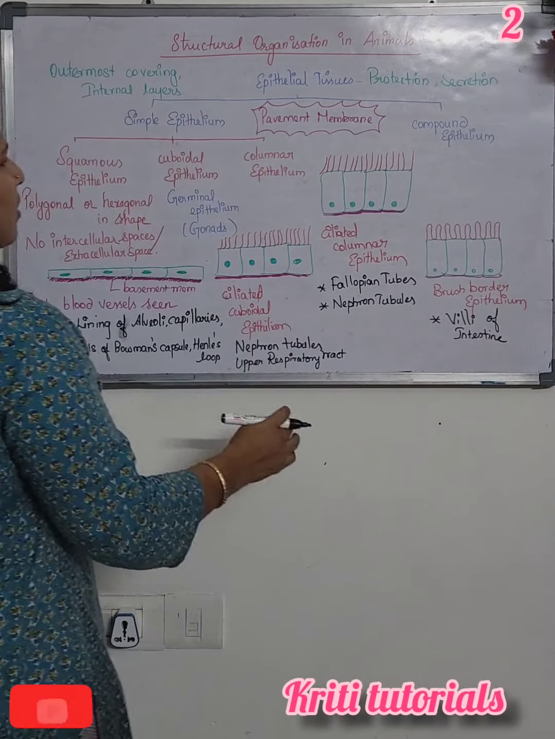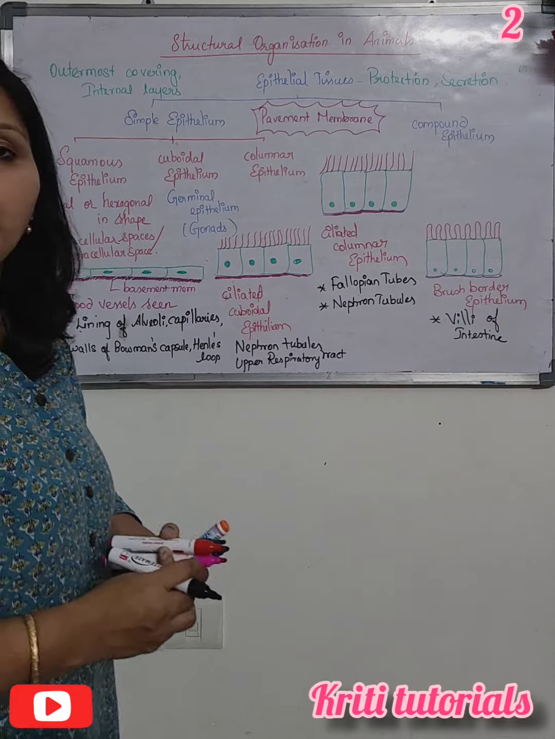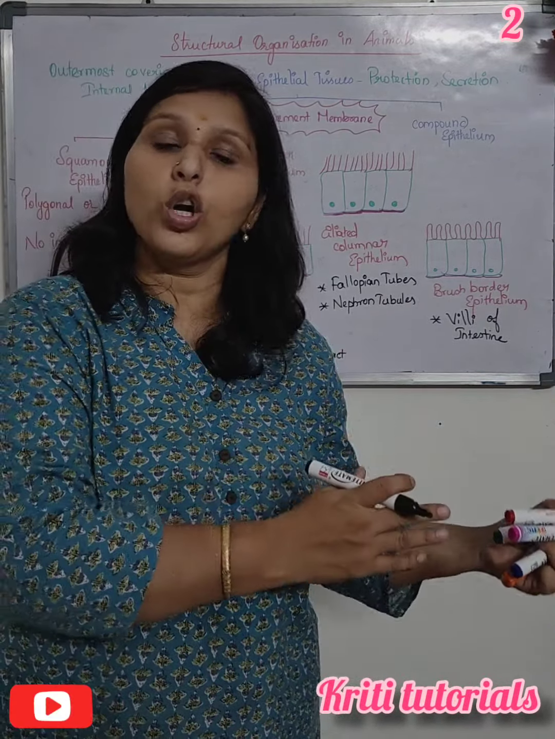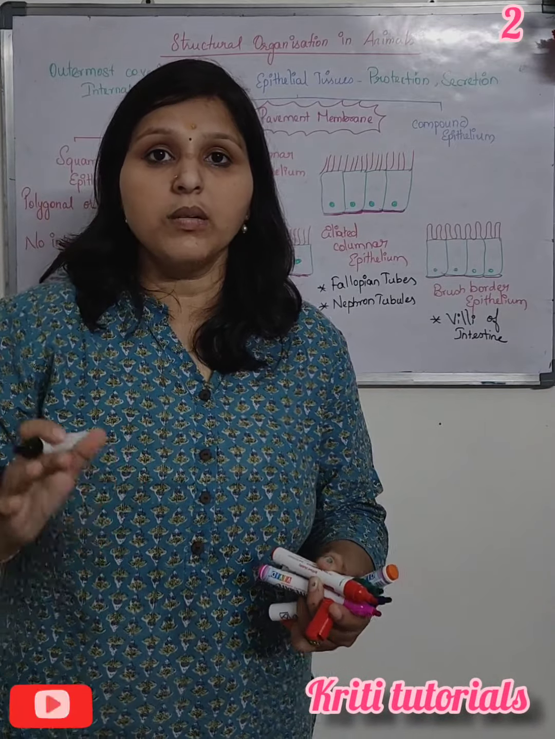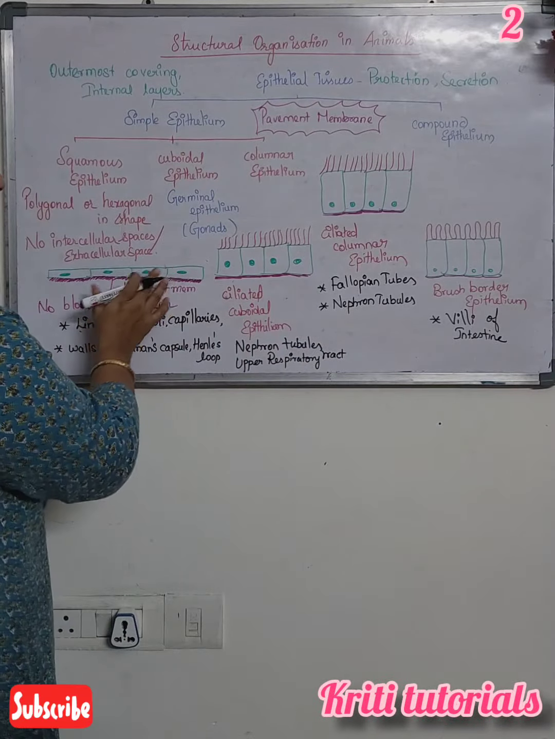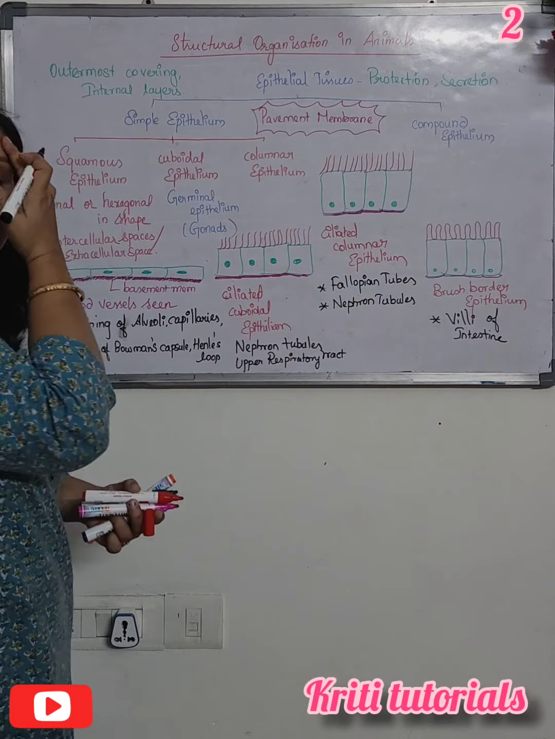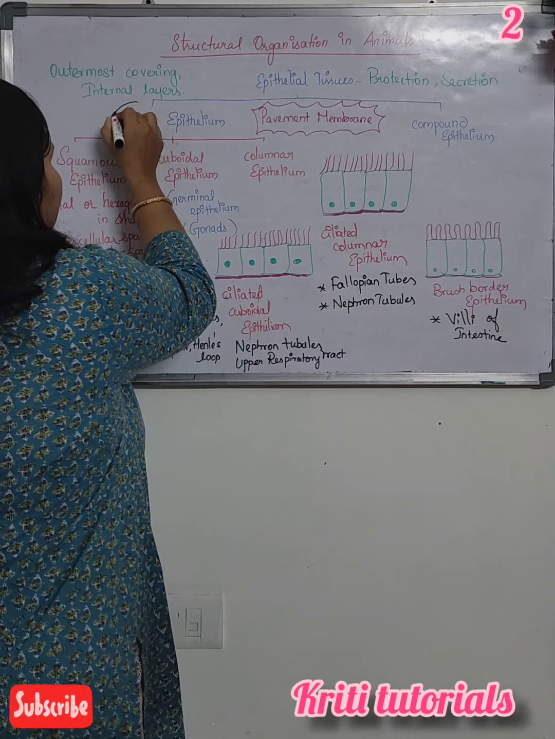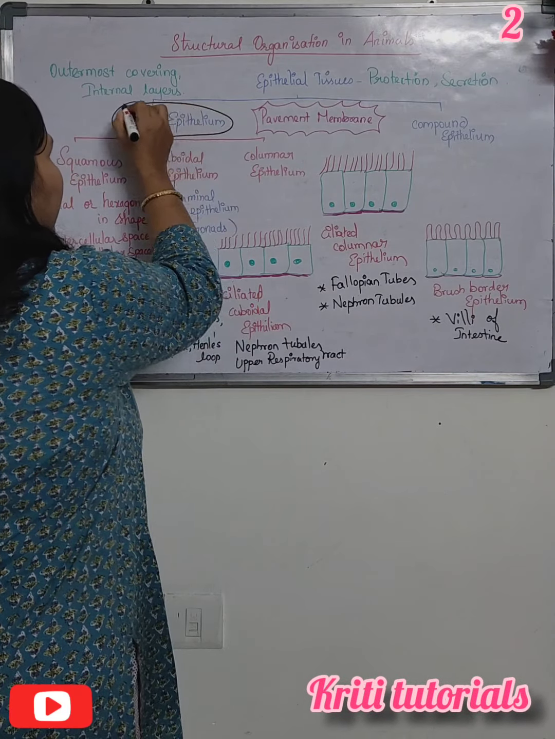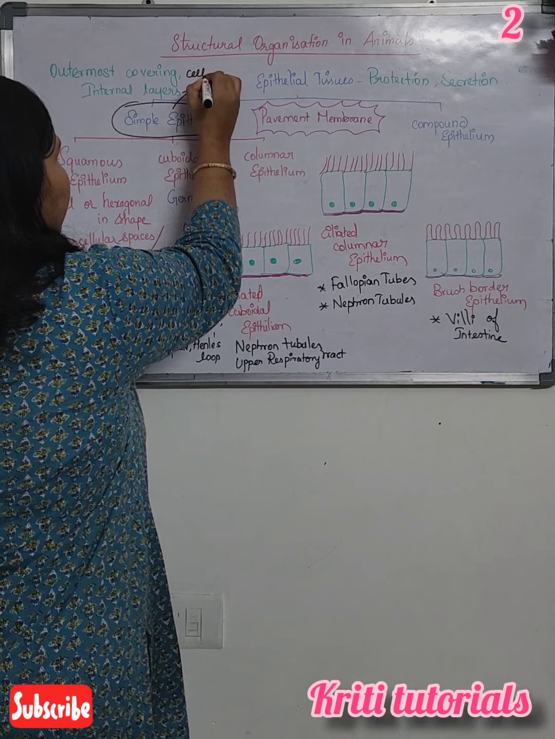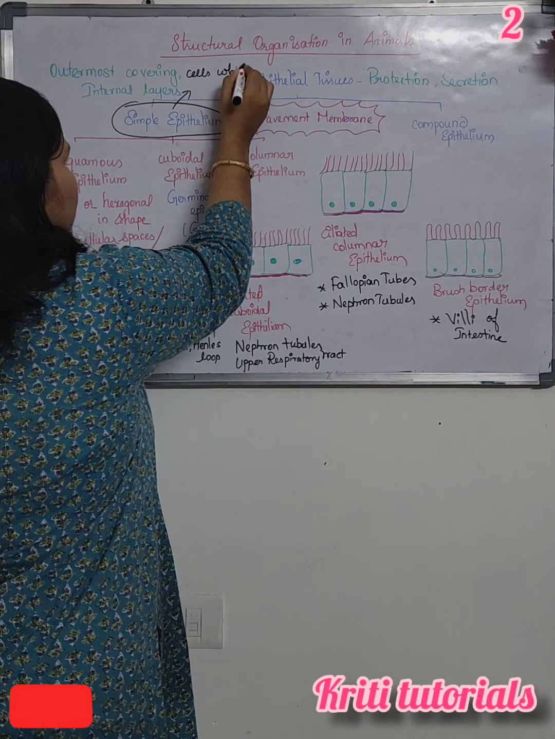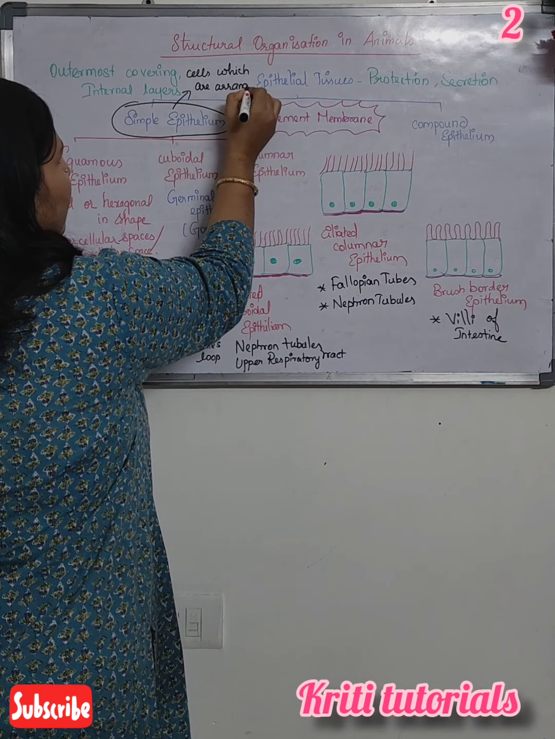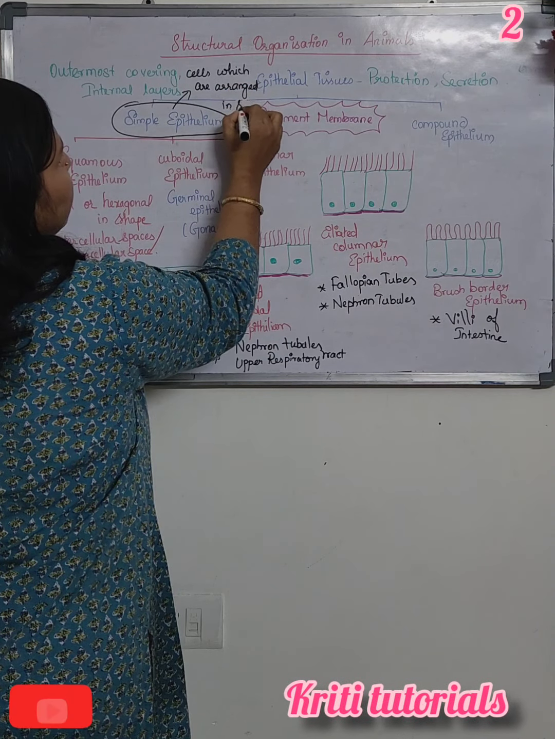If we observe these three types of simple epithelium, squamous, cuboidal and columnar, you can see that all of them have only a single layer of cells. So simple epithelium can be defined as cells arranged in a single layer.